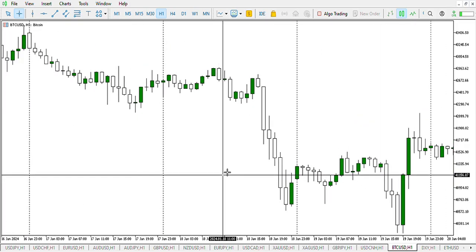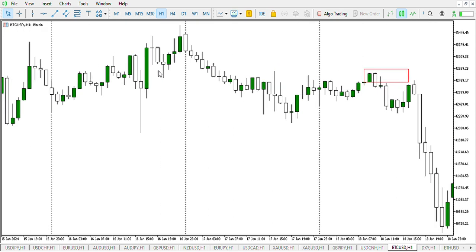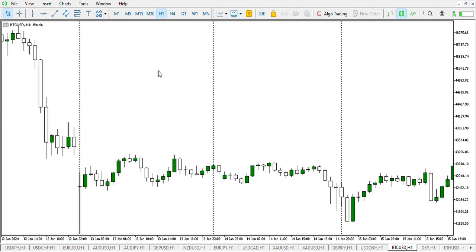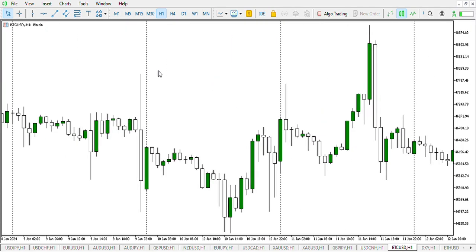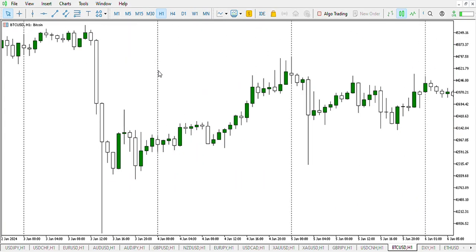We have another pattern here. You can see this at exactly 10 a.m. You can see how the market respects it. Right here we're on the BTC USD 1 hour chart, and you are seeing these real-time wonders with your own eyes.